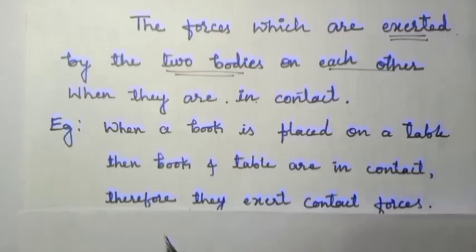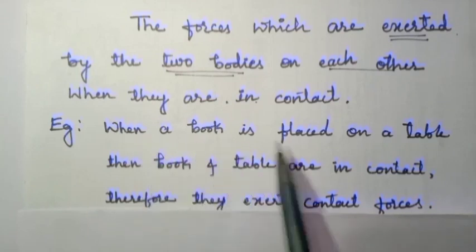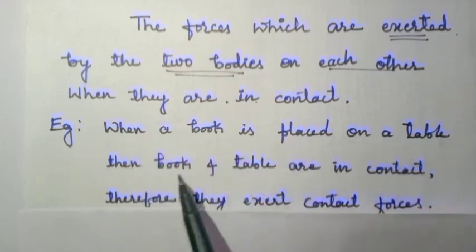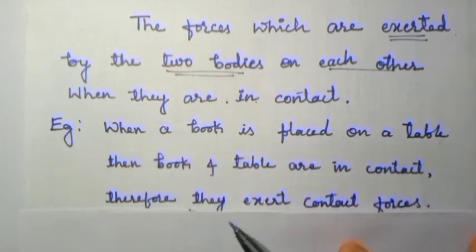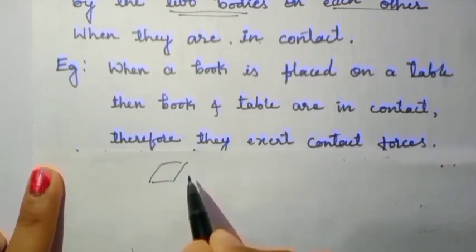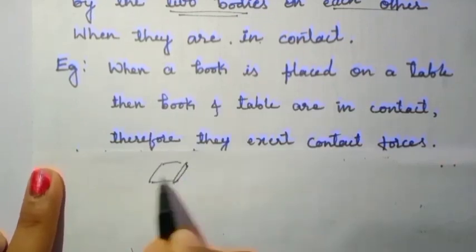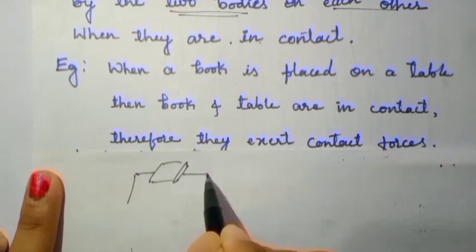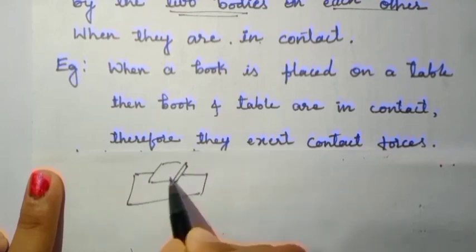Let's see the example. When a book is placed on a table, then the book and table are in contact. Therefore, they exert contact force. Okay, here what does it say? If you place a book on any table, let's see, here I have placed a book on this table.